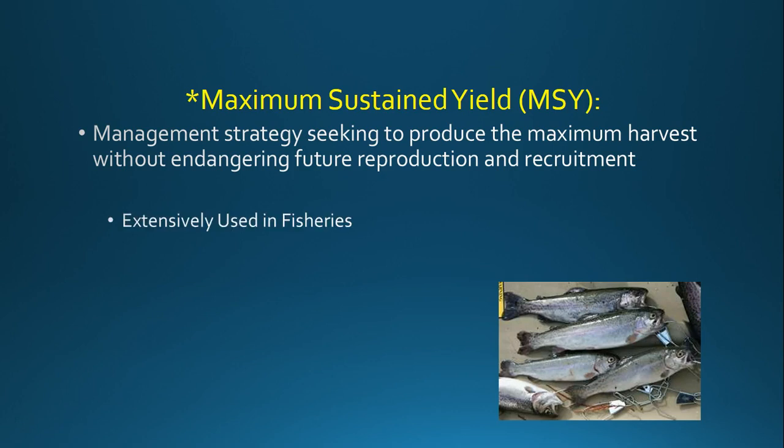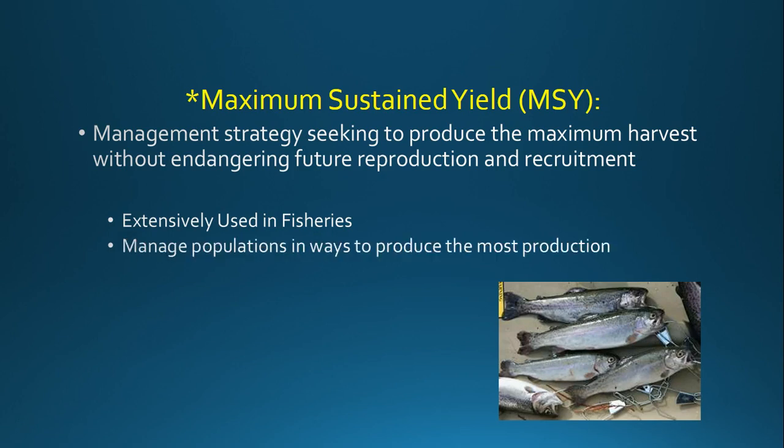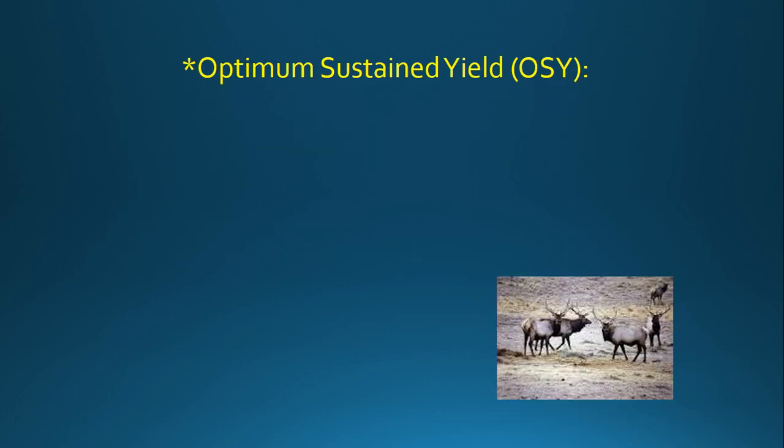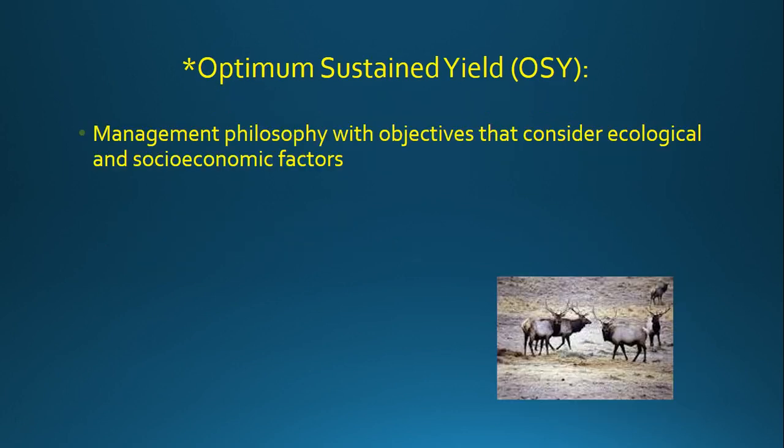We use this idea of maximum sustained yield often in fisheries, and we're going to try and manage those populations in ways that produce the most production. How can we get big fish faster? Okay. Optimum sustained yield then is a management philosophy with objectives that consider ecological and socioeconomic factors.